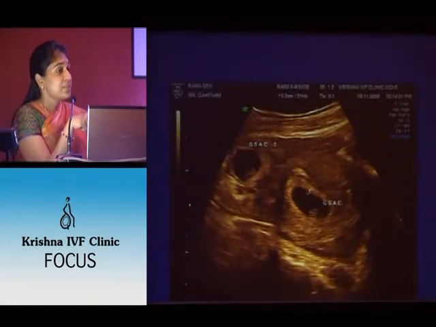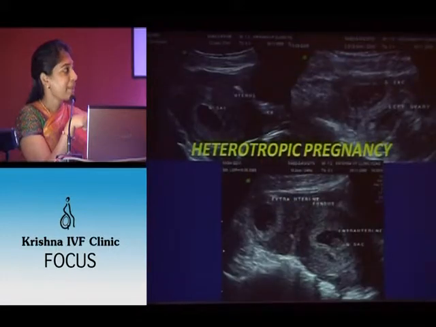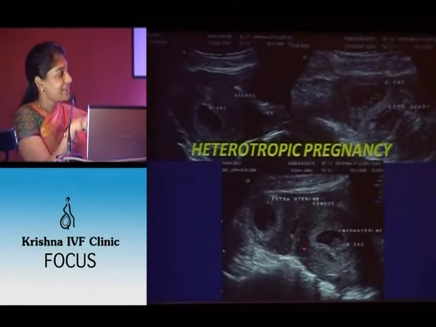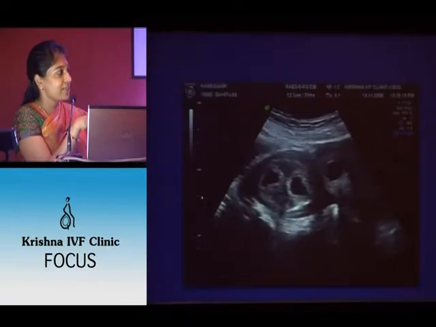And what is this? Is it a dichorionic? Please tell. What is the chorionicity of this pregnancy? This is a heterotopic pregnancy. So we can see one, and there is some gap between the fundus and this, because this was reported as a dichorionic pregnancy in a very early pregnancy scan. When she came back symptomatic to us, it was a heterotopic pregnancy.